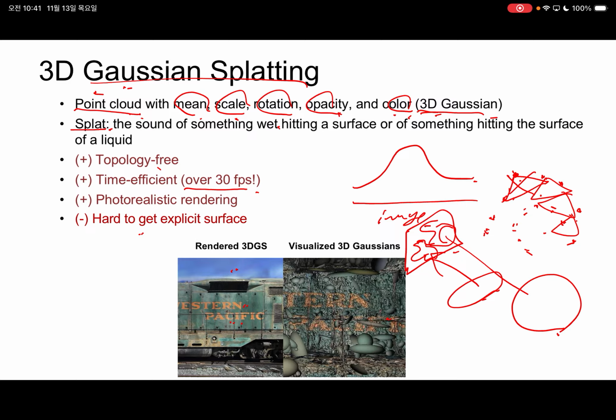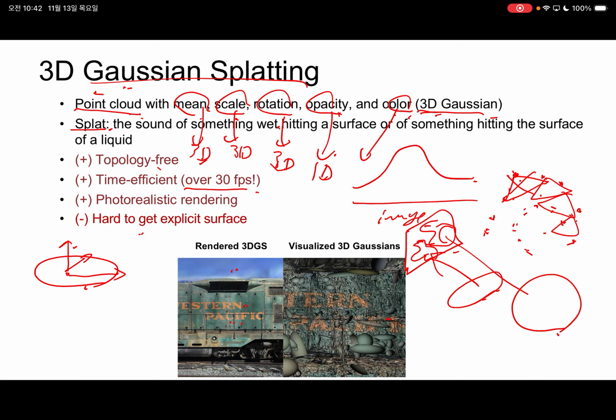Depending on the scale and rotation, each point can have three axes. Scale is 3D, rotation is 3D, mean is 3D, opacity is 1D, and color is 3D because of RGB. So the position of a Gaussian is 3D; it can float around any position in this 3D scene. And scale, what is the scale? The size of the 3D Gaussian.